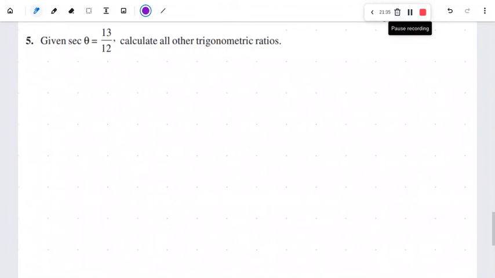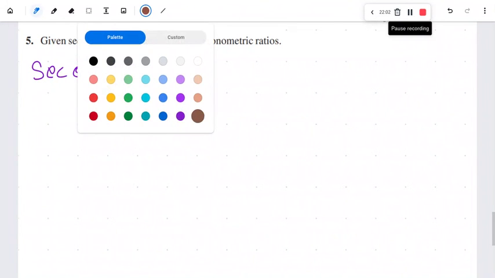The fifth question is, given that sec theta is equal to 13 by 12, calculate all other trigonometric ratios. So one ratio is given, we have to find the remaining 5. First of all, what is the meaning of sec theta? Sec theta is nothing but hypotenuse by adjacent side, correct?